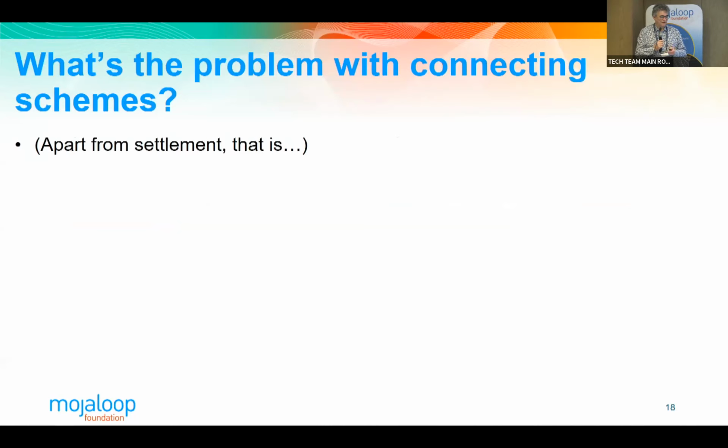So what's the problem with connecting schemes? It's non-repudiability. One of the things that we are fundamentally committed to in the Mojaloop community is non-repudiability. That is, the ability, when an institution receives a message, to have some reliable way of verifying that the message was actually sent by the institution that is supposed to have sent it, and that it hasn't been modified in transit. That's a fundamental thing that we need to be able to support.